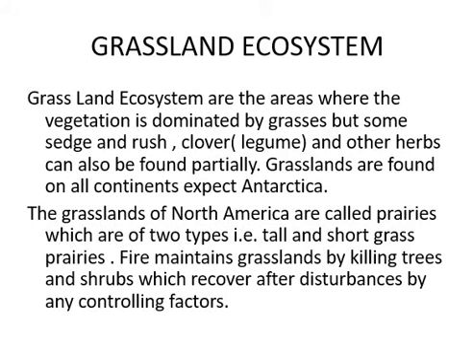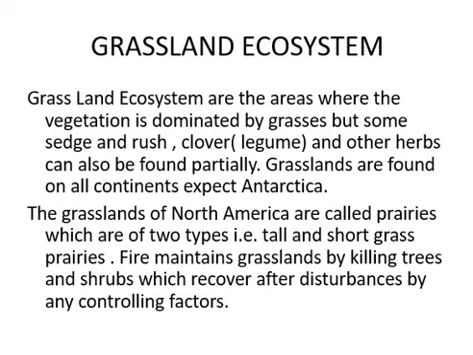A grassland ecosystem is an area where the vegetation is dominated by grasses, but some sage and rush, clover, legume plants and other herbs can also be found partially. Grasslands are found on all continents except Antarctica. The grassland of North America are called prairies, which are of two types: tall and short grass prairies.